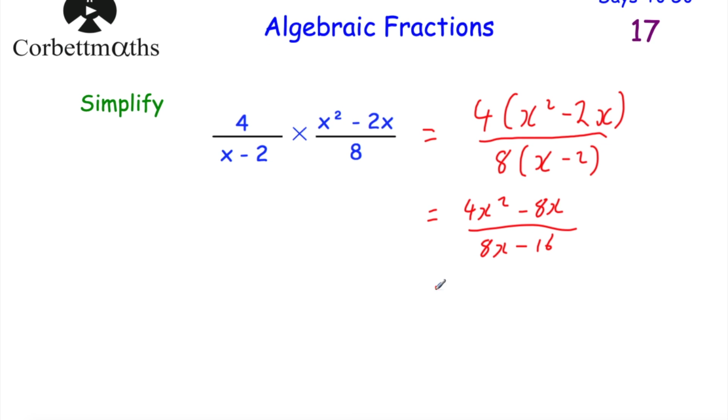So in terms of factorizing 4x squared minus 8x, they're both divisible by 4x, so we could do 4x and then in brackets.